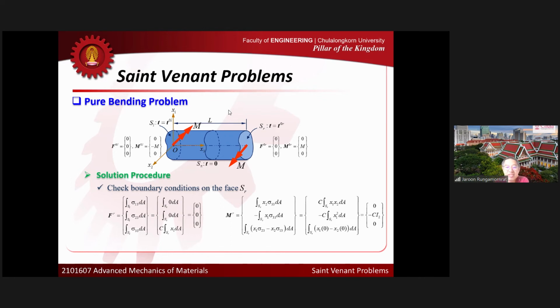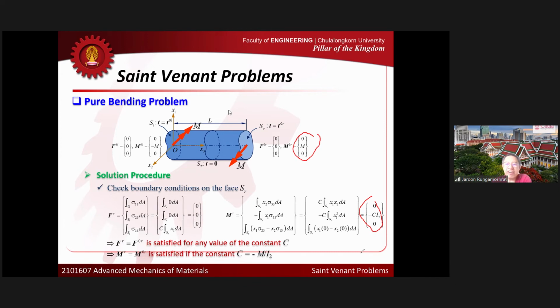Okay, so now you can see that at the right end, the net force condition is satisfied automatically. But the net moment can be satisfied if C equals negative M over I2. If you compare this one and that one, they can be the same if and only if C is simply minus M over I2. We end up with the same C. Okay, if we try to enforce the condition at the left end and the condition at the right end, we end up with the same C. That is good news, right?